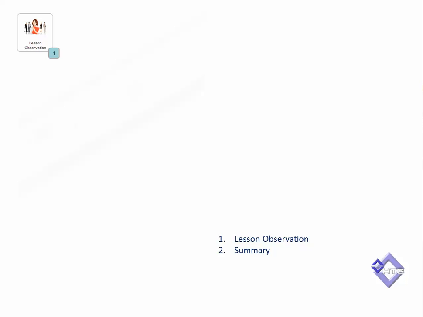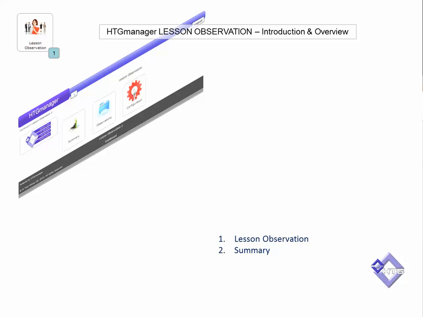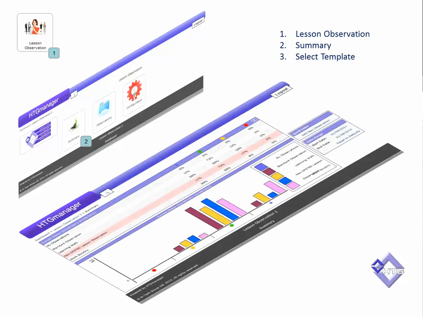If you have configuration rights, then the configuration icon will appear in your menu, but otherwise you'll only see the first two icons. Click on Summary and HTGmanager will present to you a summary of all of the observations taken for the academic year so far. If users have been given access to the software, then My Observations will indicate the observations that have been taken on them during the current academic year.